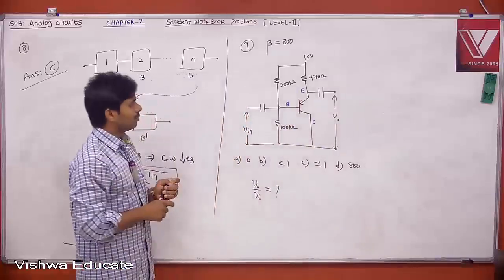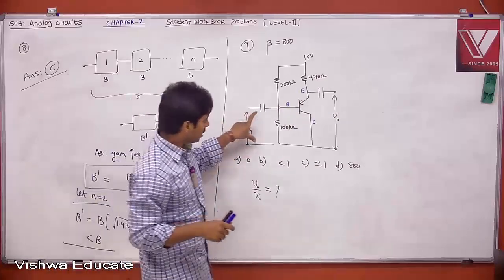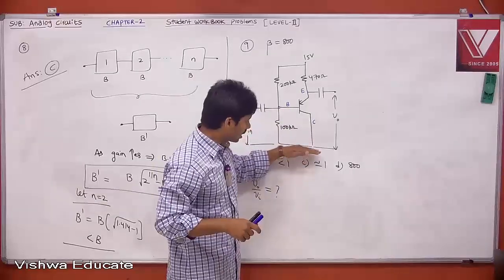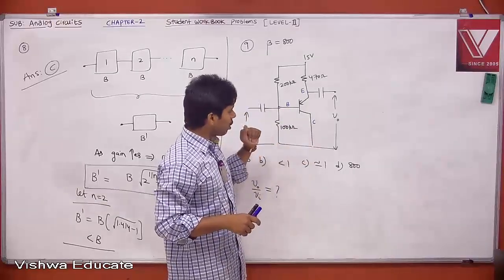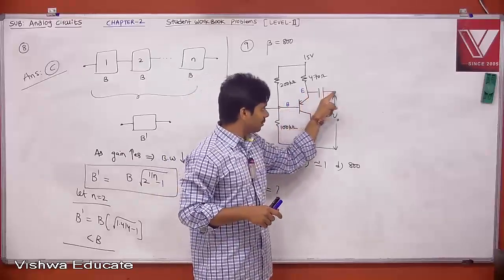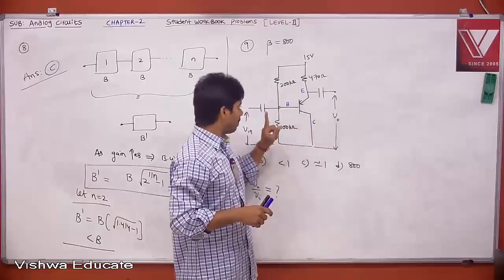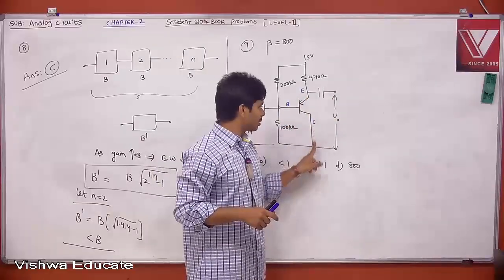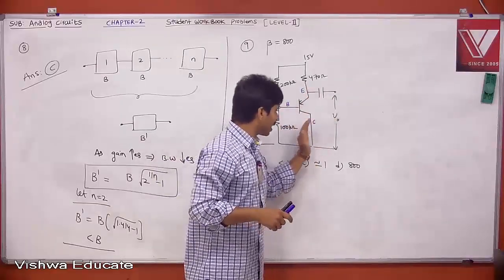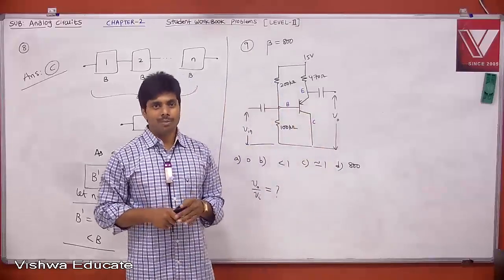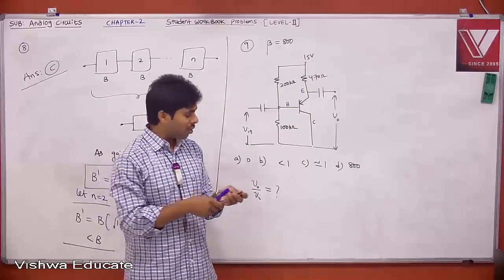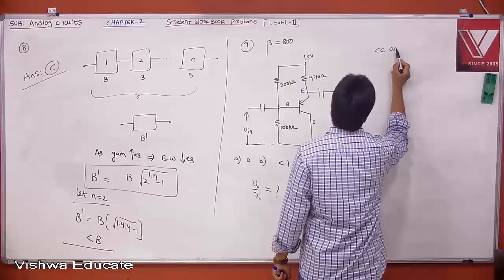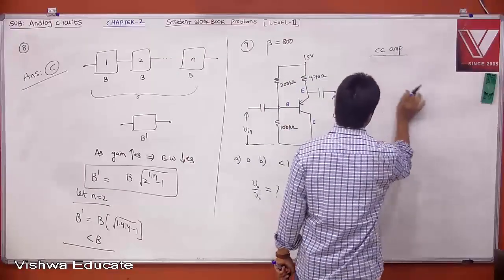Now, where are you applying your input? We are applying input at the base with respect to the collector. Where are you taking your output? I am taking my output at the emitter with respect to the collector. For both input and output, the collector is common. Therefore, this is a CC amplifier. Whether it is an NPN or PNP transistor doesn't matter for us.